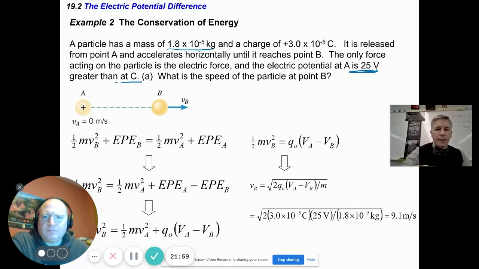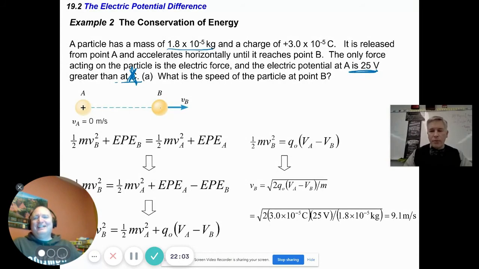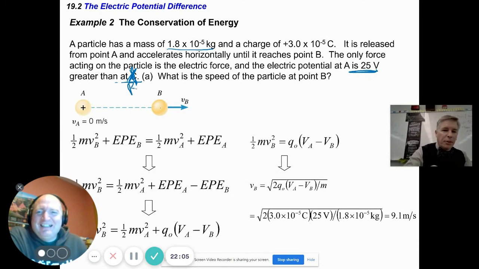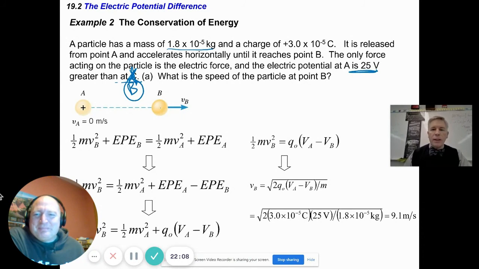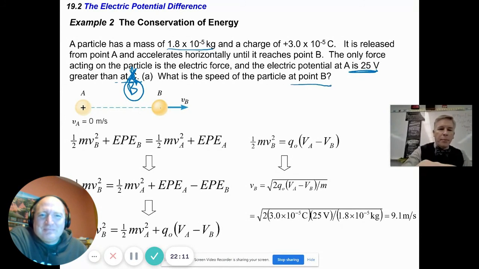I don't know what that means. This should be awesome. 25 volts more than at B. So that's exactly what I was thinking. That's a typo on my part. And it says, what is the speed of the particle at point A? Or point B, sorry. Can't speak.